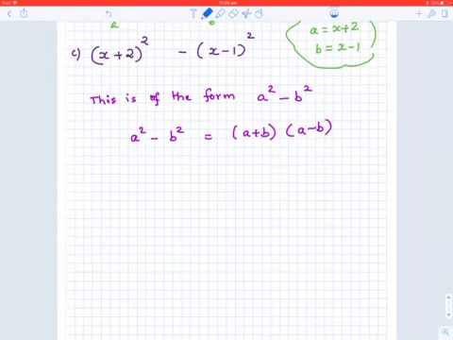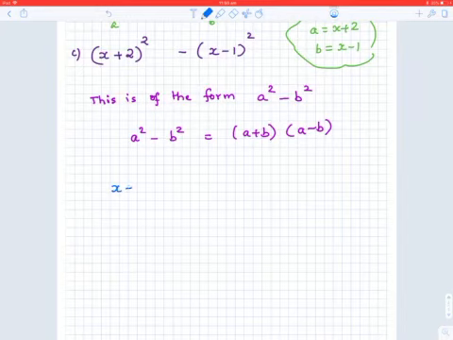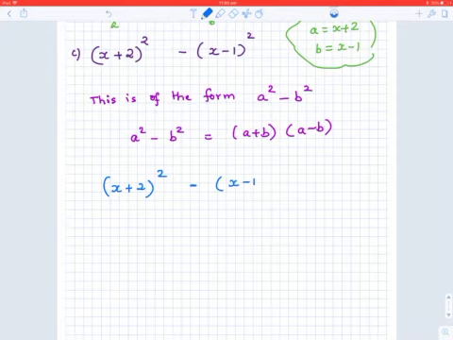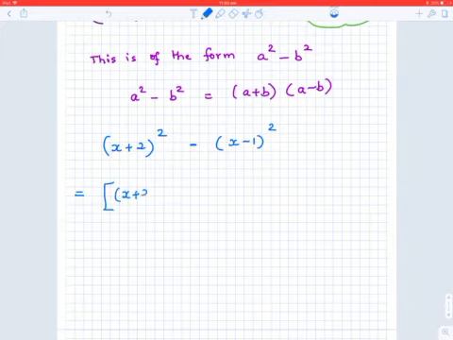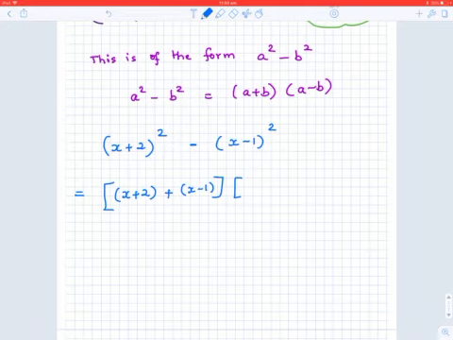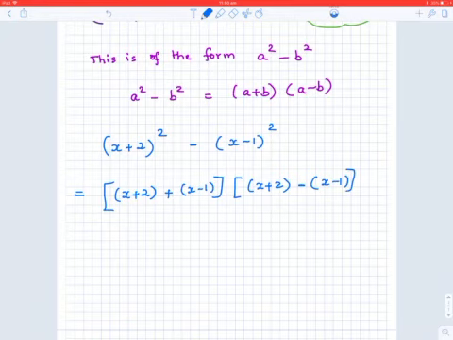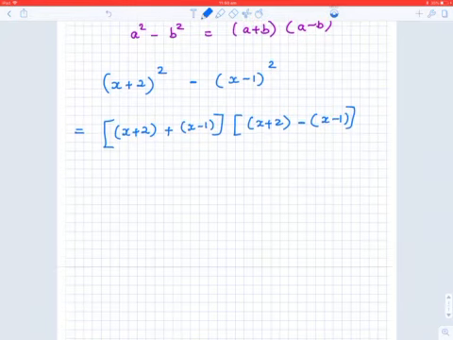Okay, so now we are going to go to the question. We are writing the question again. x plus 2 the whole squared minus x minus 1 the whole squared equals, you have to put a double bracket because we already have a bracket here. So x plus 2 plus x minus 1, times x plus 2 minus x minus 1.